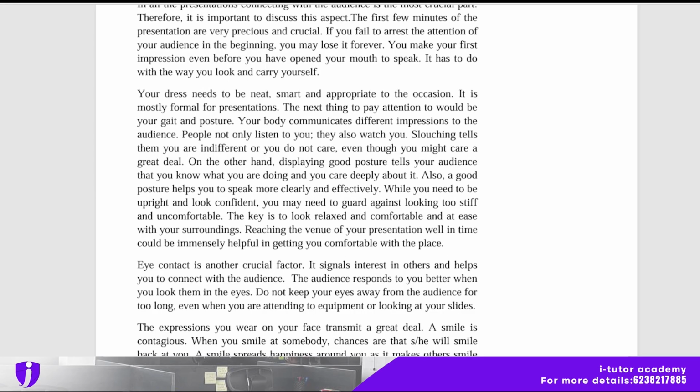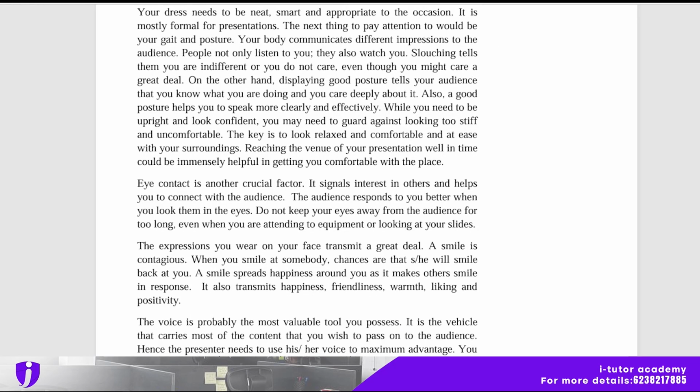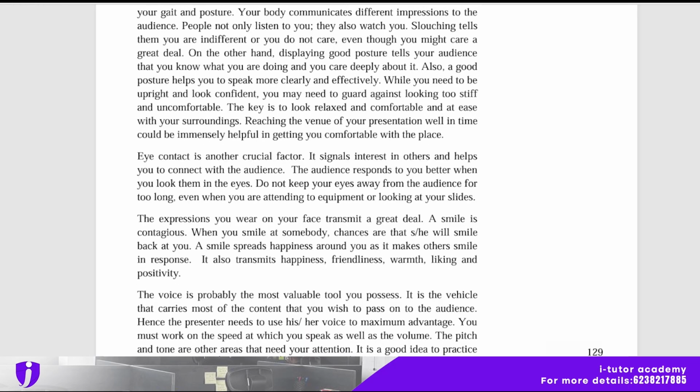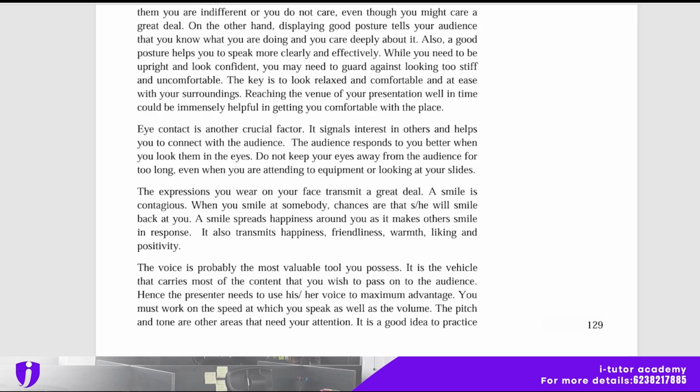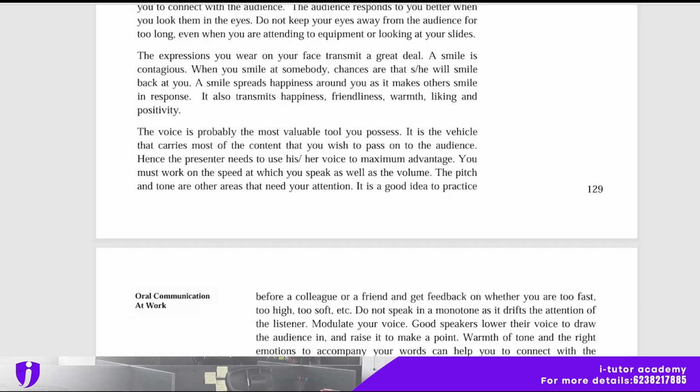Your dress needs to be neat, smart, and appropriate to the occasion. It is mostly formal for a presentation. Next thing to pay attention to would be your gait or posture. And eye contact is important, and the expression you wear on your face transmits a great deal also. The voice is also important in between.